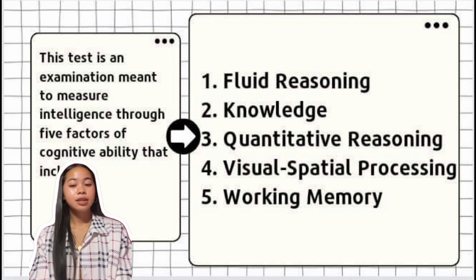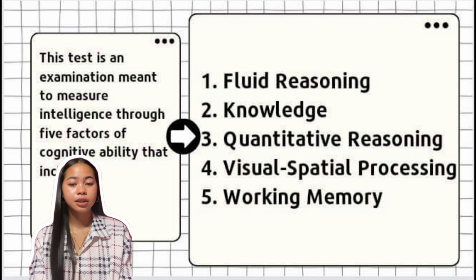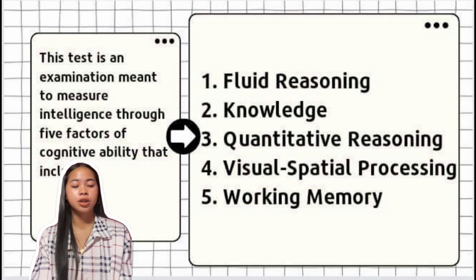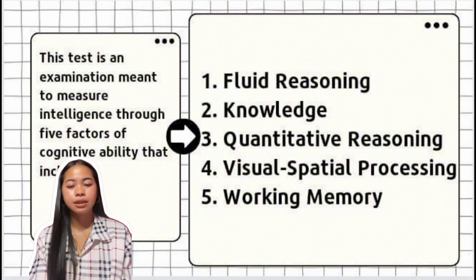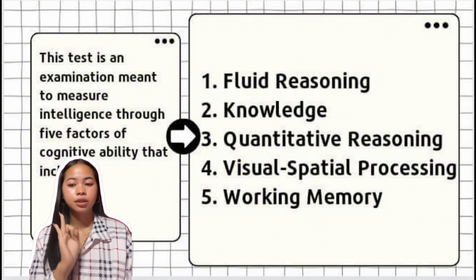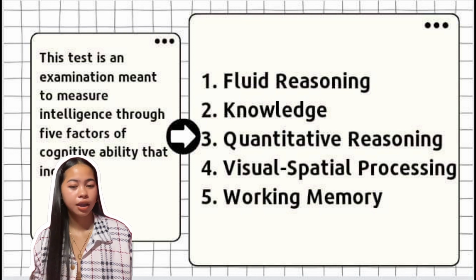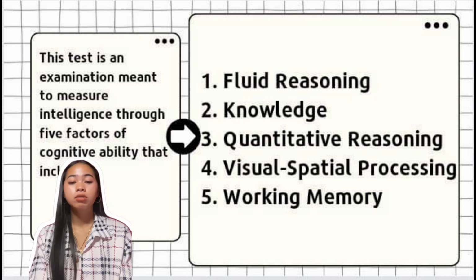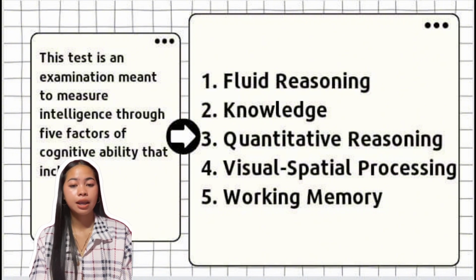Next, let's proceed to knowledge. Knowledge is someone's track of general information that has been connected to long-term memory. The knowledge examples are vocabulary, procedural knowledge, and picture absurdities. So, everything and anything. Now, let's proceed to quantitative reasoning. The quantitative reasoning examples are non-verbal and verbal quantitative reasoning.